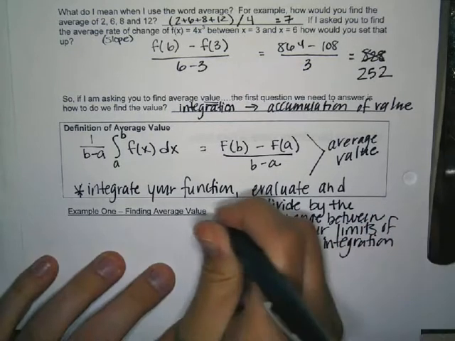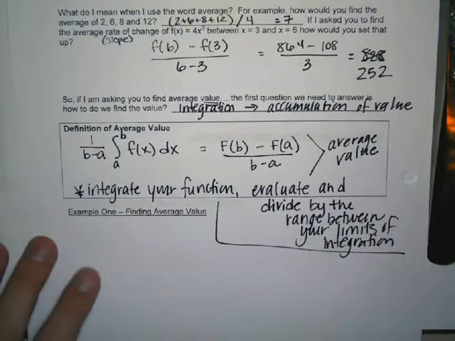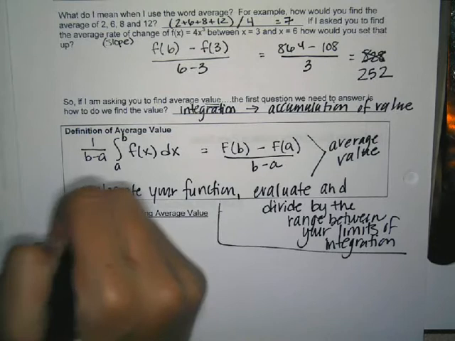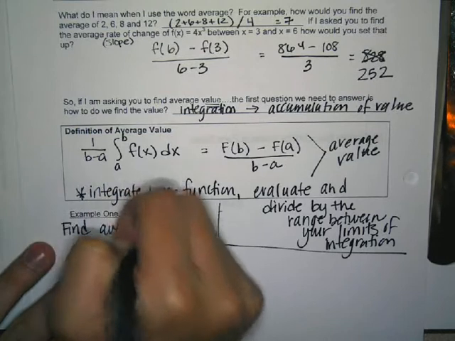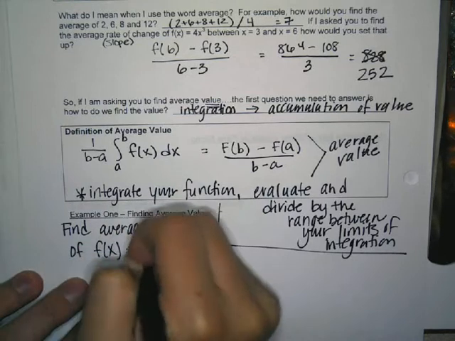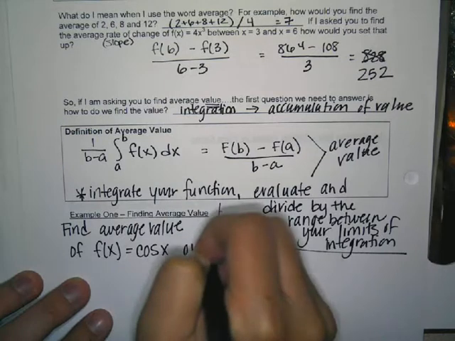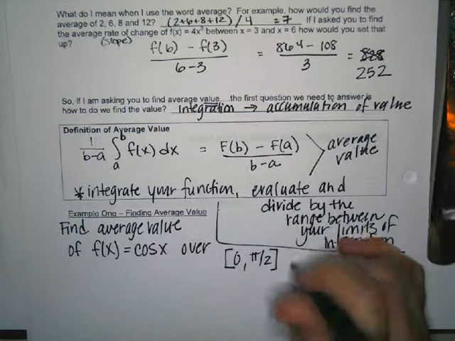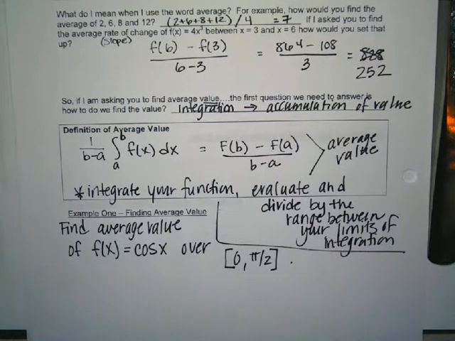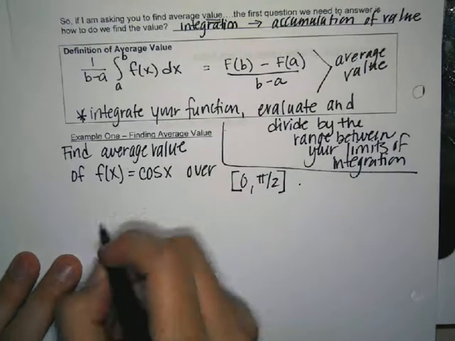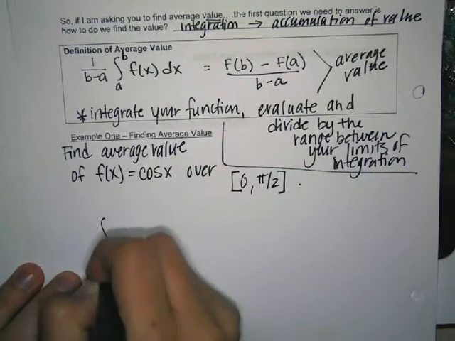Okay, here we go. So, finding average value. This is how you know you're supposed to find average value: when they use the words average value. So your directions would say something like, find the average value of f of x equals cosine x over, and then they'll give you an a and a b. Okay? So if you're finding average value, you have to find the accumulation of value first before you can find the average. So you would integrate it from 0 to pi over 2.